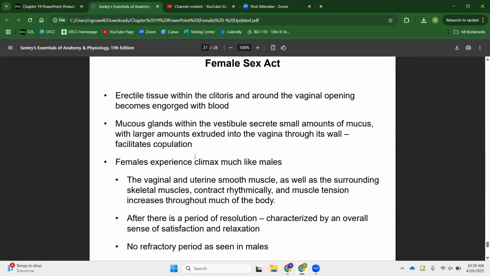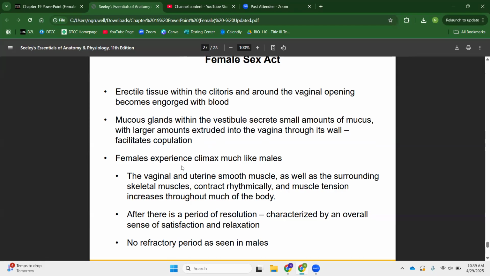The overall climax experience is very similar to the male system as well. Both the vagina and uterine smooth muscle and the skeletal muscles within the pelvic floor and abdomen are going to contract rhythmically, and muscle tension increases throughout a majority of the body. This is where it gets a bit different from our male system. There's still a period of resolution, so there's that overall relaxation that happens, but the female system does not have a refractory period as seen in males.